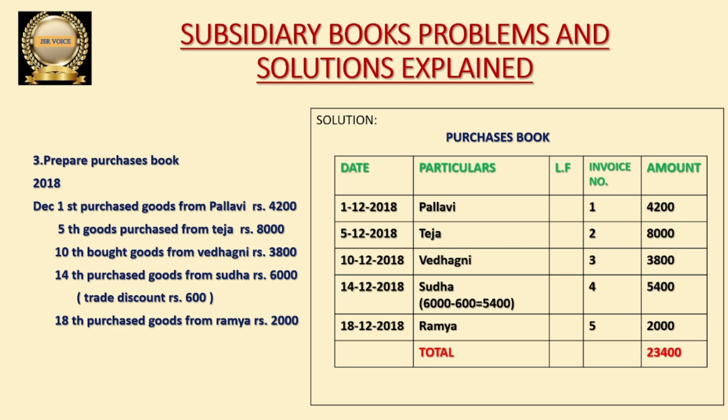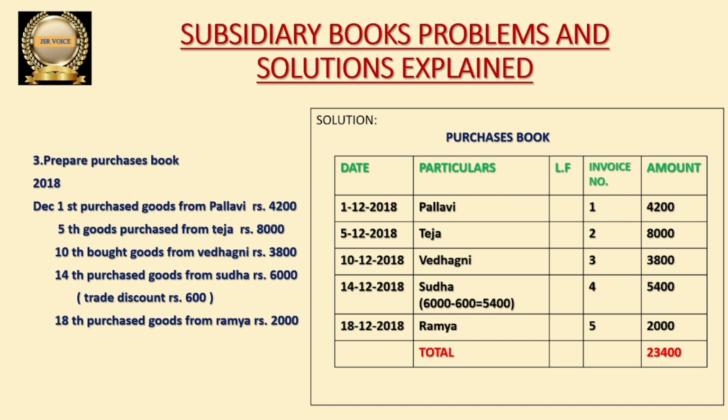You can see solution. Date column 5-12-2018. Particulars column Teja. Name, only name of the person will be recorded in particulars column. Don't write anything else. Teja. And invoice number 2. Amount column 8000.